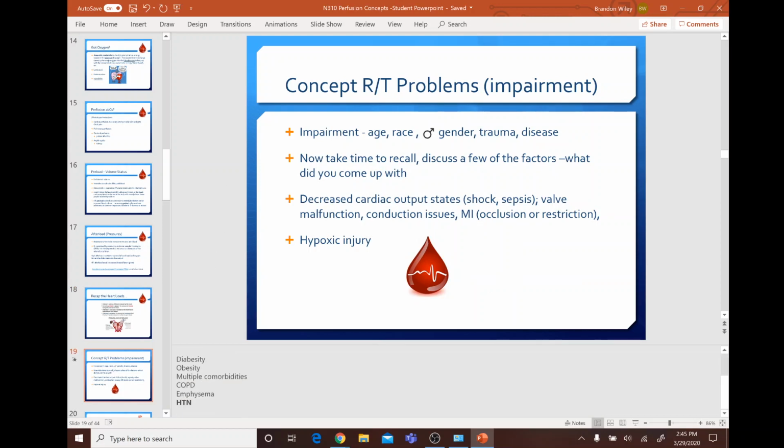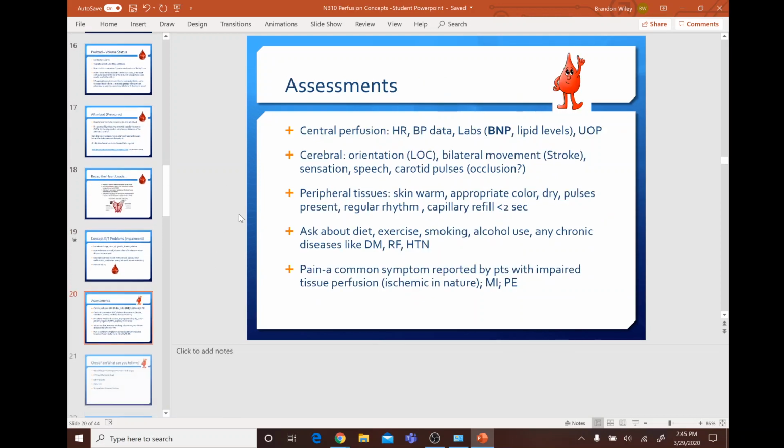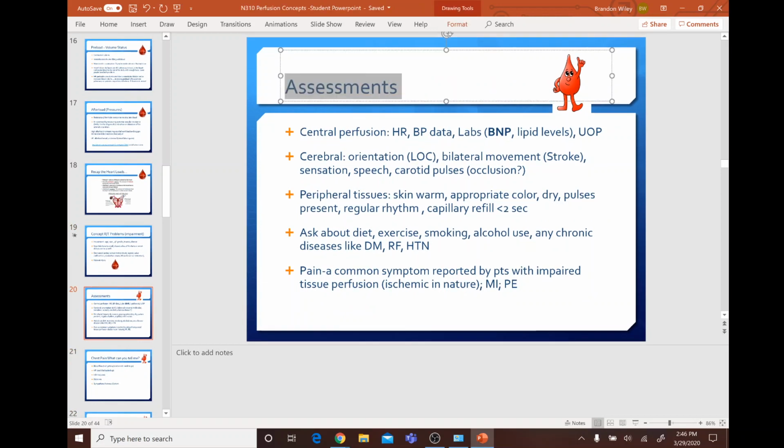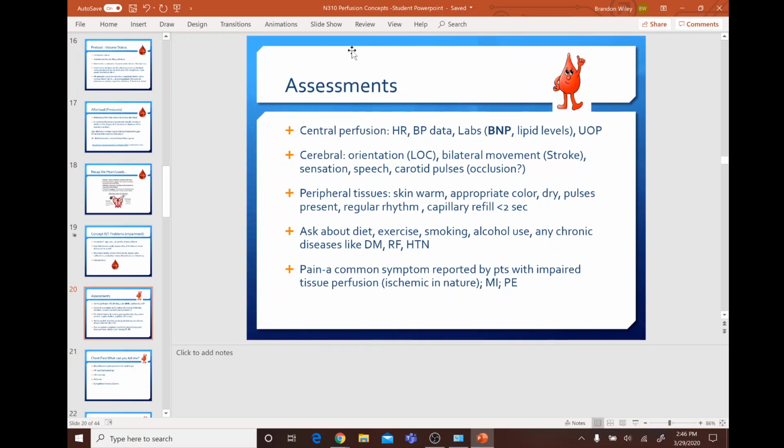So these are some of the things that can cause it. A lot of things can cause it. It's crazy. So when assessing people, when it comes to perfusion, with central perfusion, what do you think you're mainly going to focus on when you're assessing them? Their heart rate, blood pressure, their labs, specifically BNP, and their lipid levels, and their urine output. What do you think you're going to assess when it comes to cerebral perfusion? The orientation, bilateral movements, sensation, speech, carotid pulses.